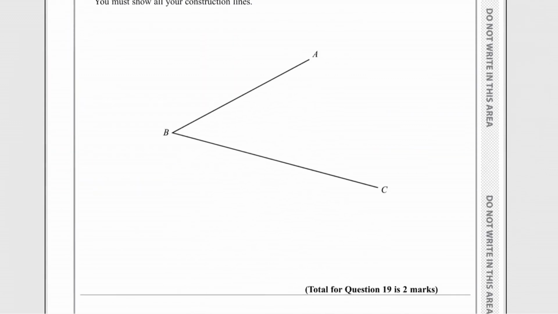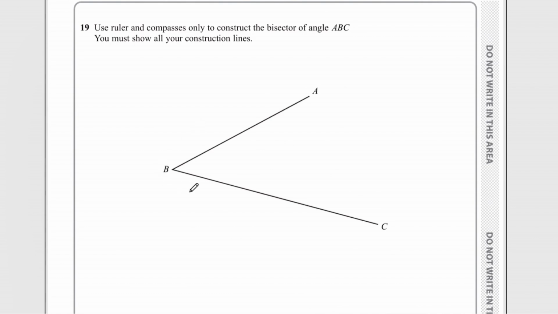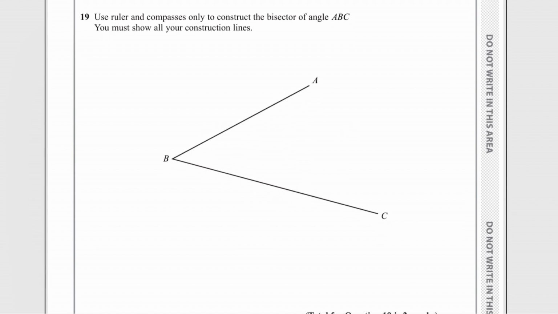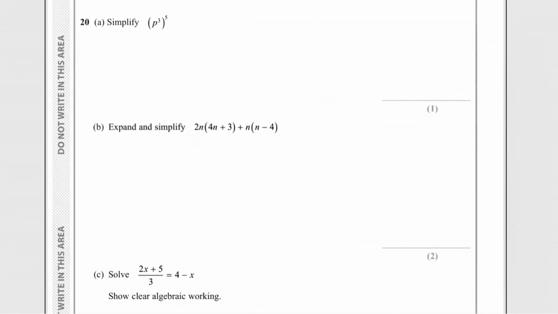Okay, so let's move on. You're meant to use your compass for this to bisect this angle. Okay, you know how to use that. You can easily practice construction. Okay, so let's go to 20A.